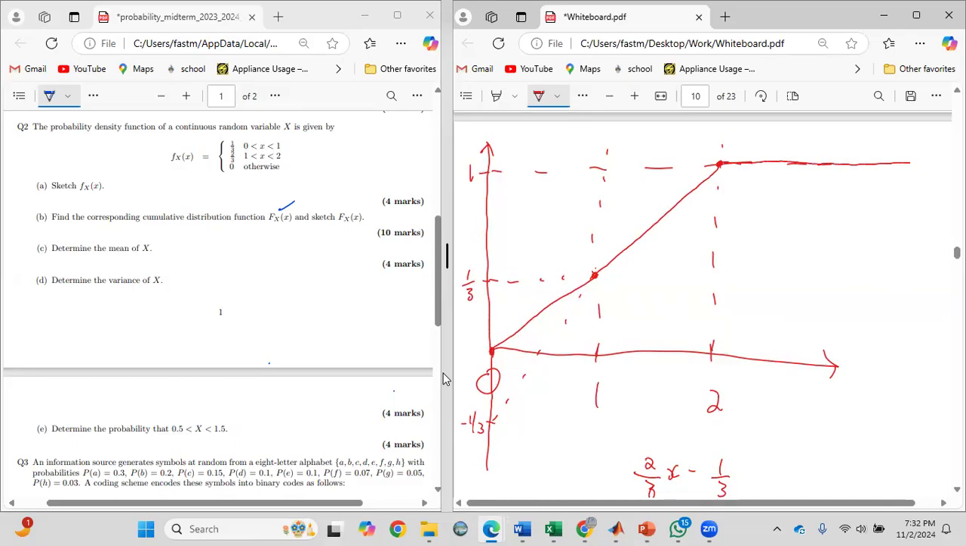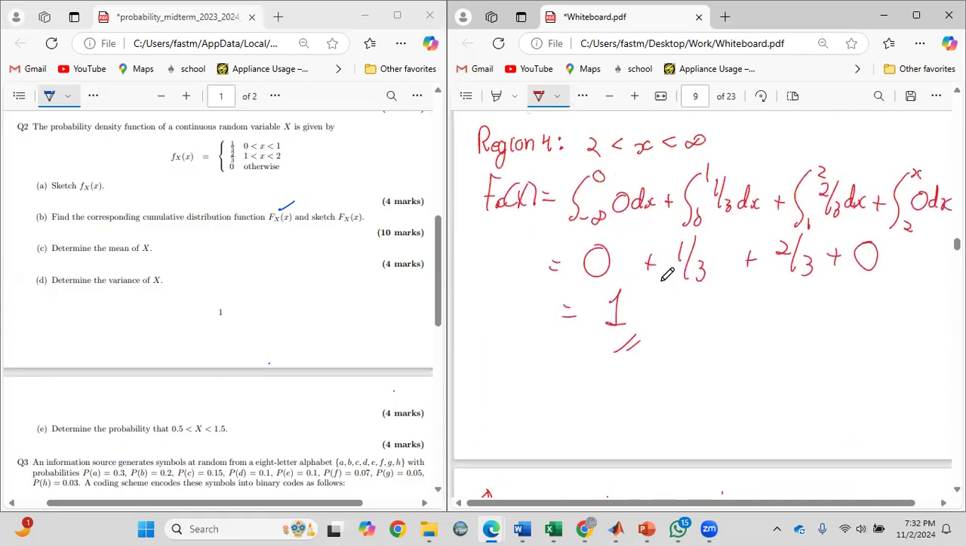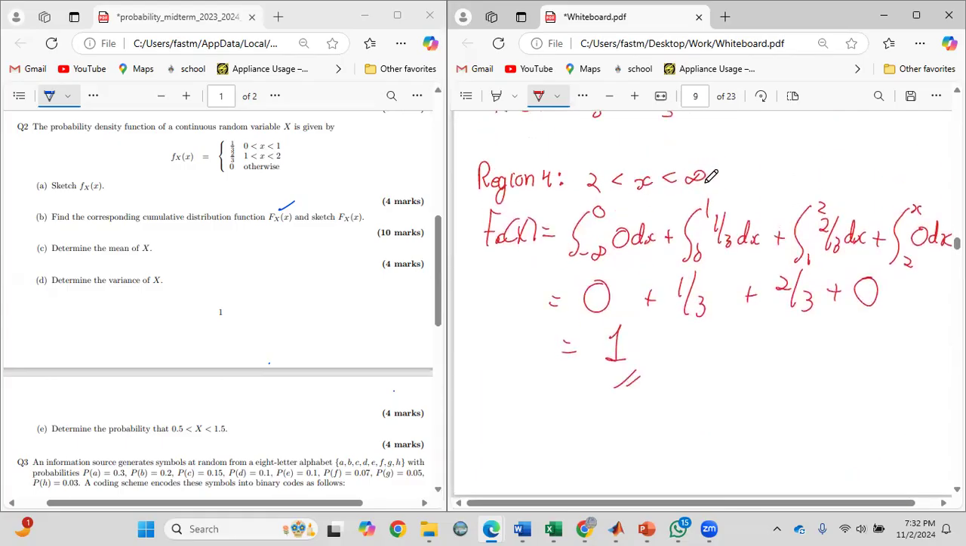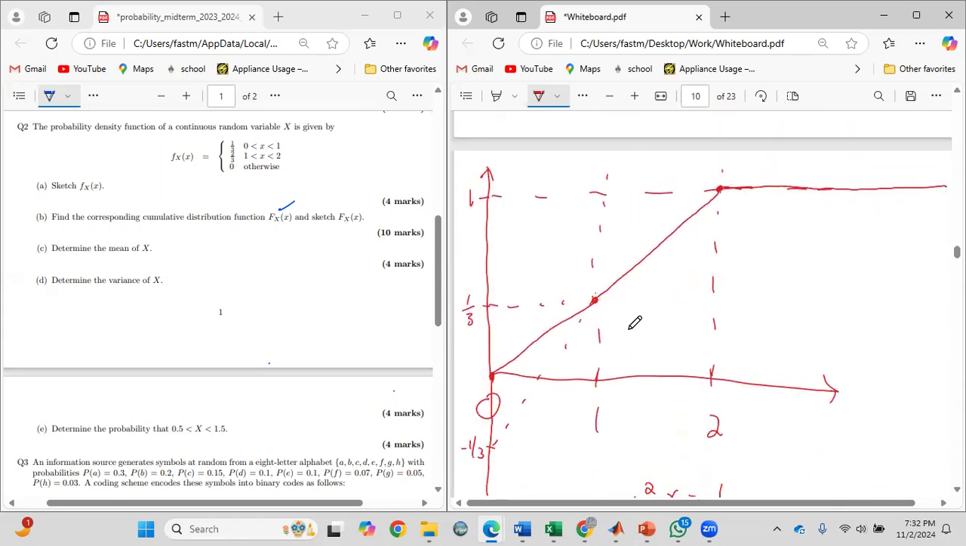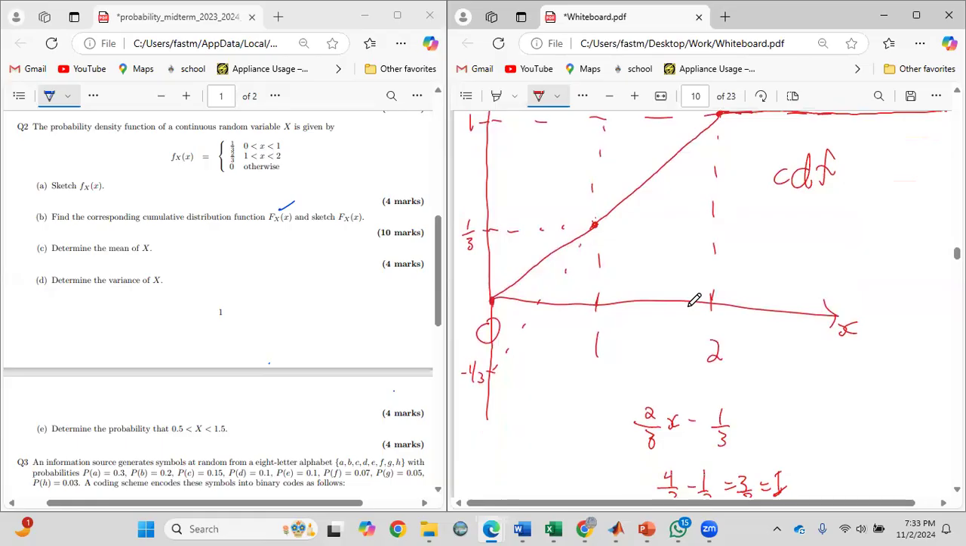Because if there's anything more than 2 or 3 or whatever, it's supposed to be 1, which is what we get here. If x falls between positive infinity and 2, it is 1. So no matter what, we have our answers here. So plug in the axes, x, capital F of x, and that is your CDF. That's how we just do it. Alright? So that's that. 10 marks.